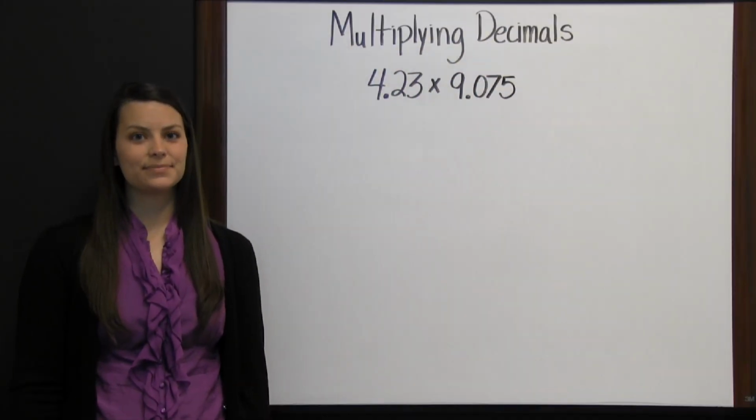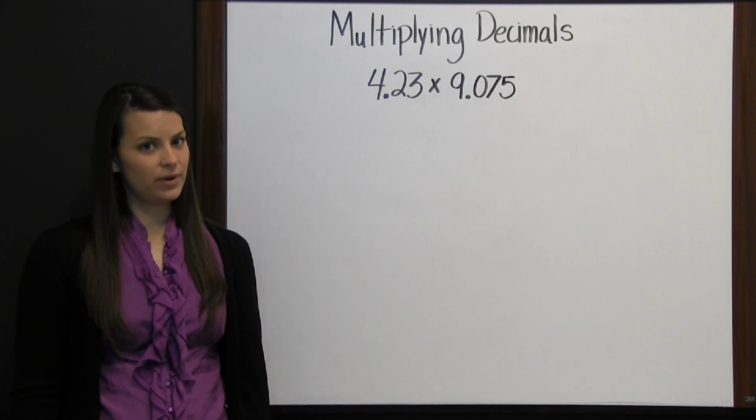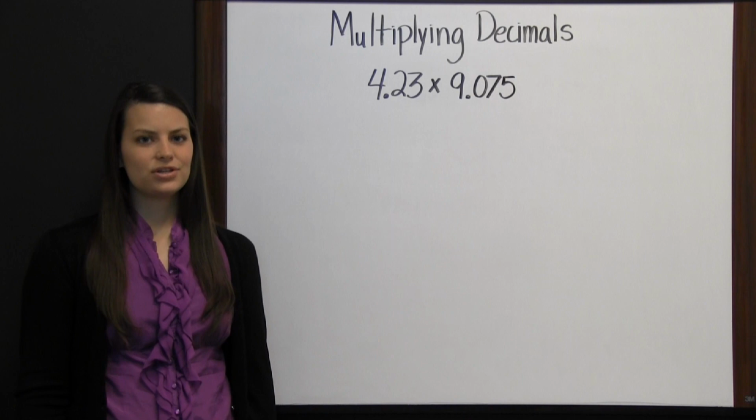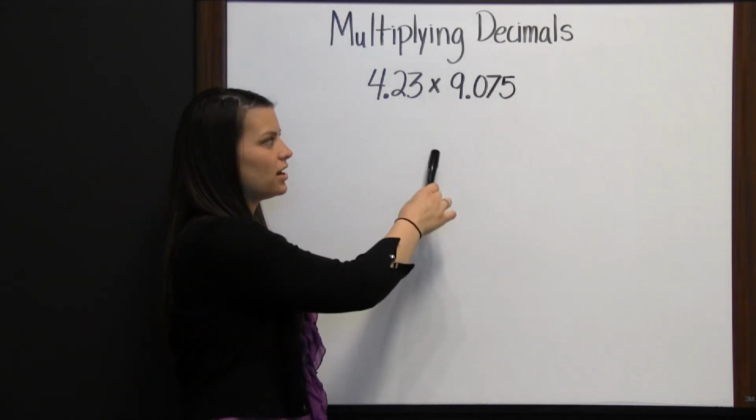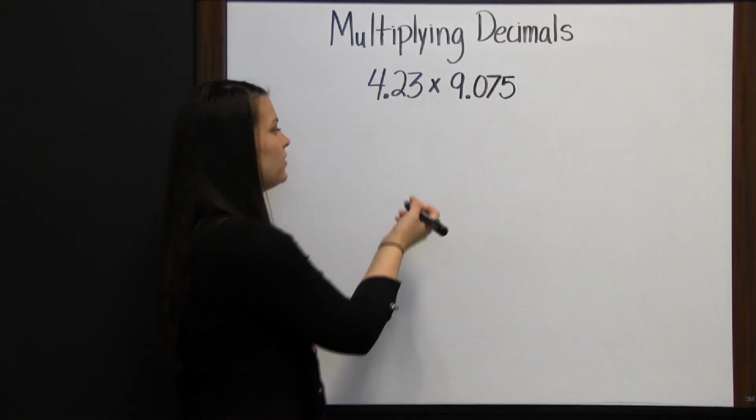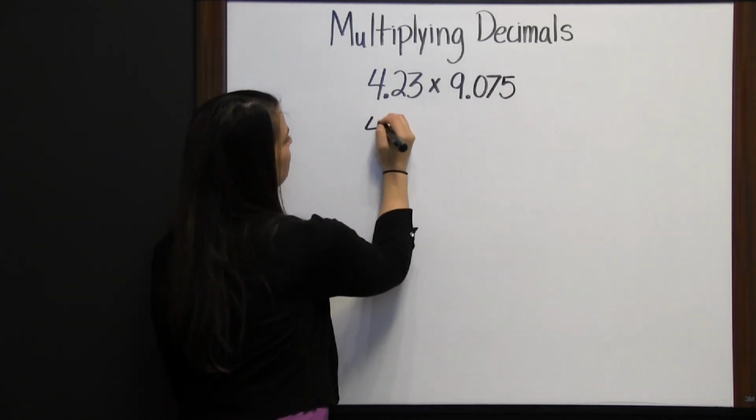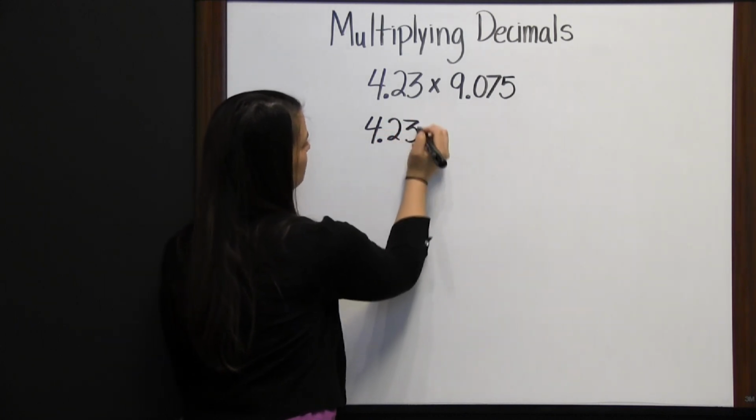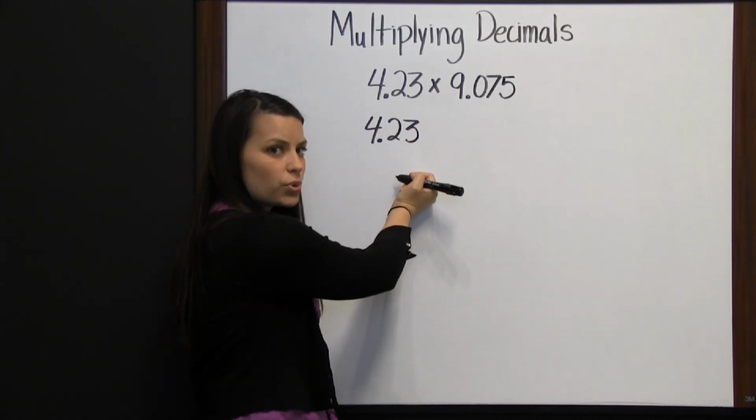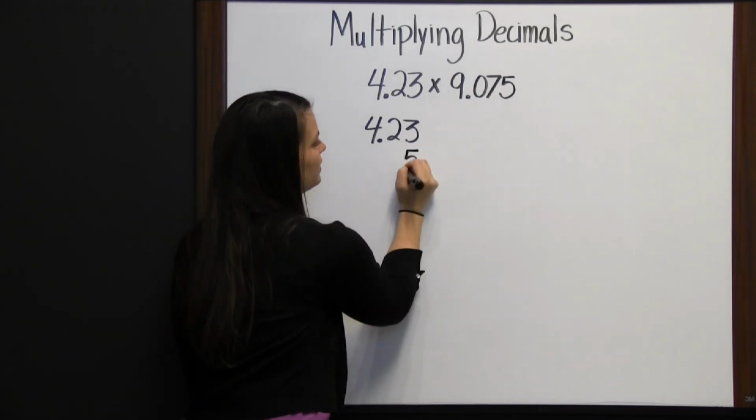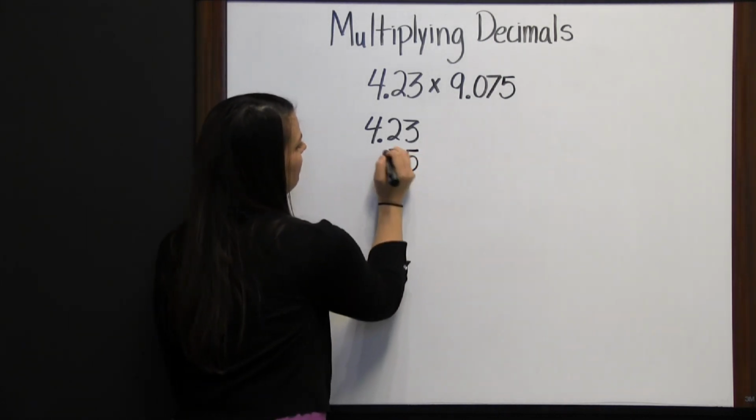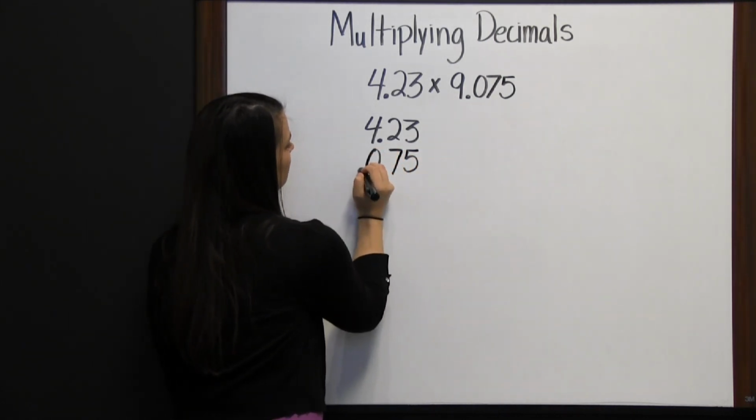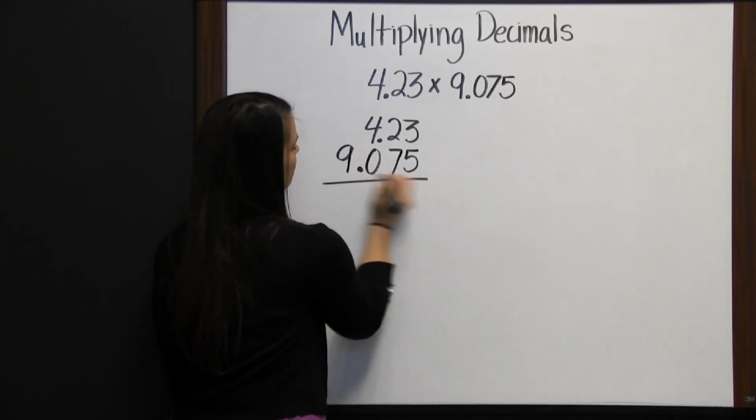Multiplying decimals. When multiplying decimals, instead of lining up the decimal point, we line up the last digits on the right. So if we were multiplying 4 and 23/100ths times 9 and 75,000ths, we'd want to line up our last digits. So 3 is the last digit in 4 and 23/100ths, and 5 is the last digit in 9 and 75,000ths. There's my 7, my 0, my decimal, and 9.